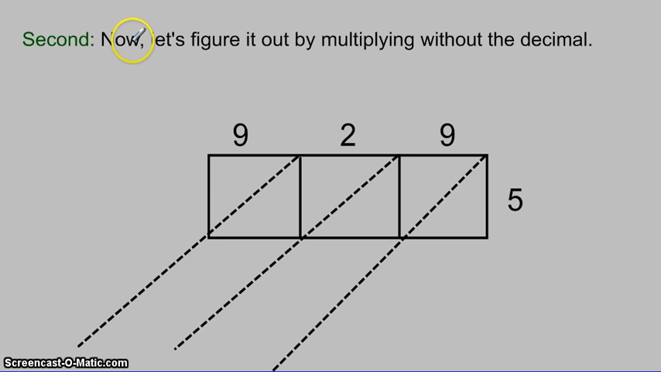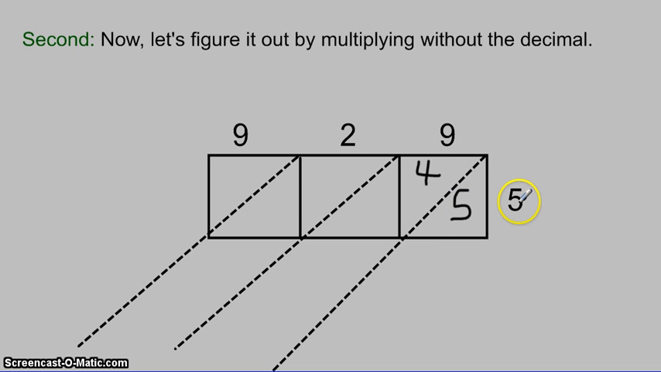Step 2. Now, let's figure it out by multiplying without the decimal. Again, before it was $9.29 times 5, but now we're just going to keep the decimal out. So let's begin by multiplying 9 times 5 is 45. I put the 4 in the tens place, the 5 in the ones place.